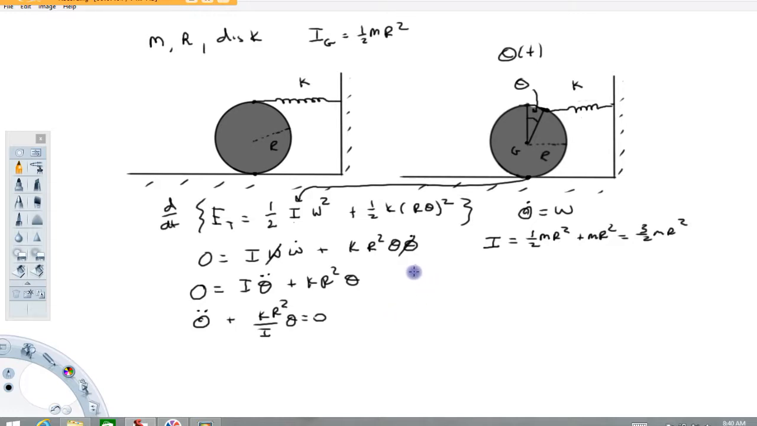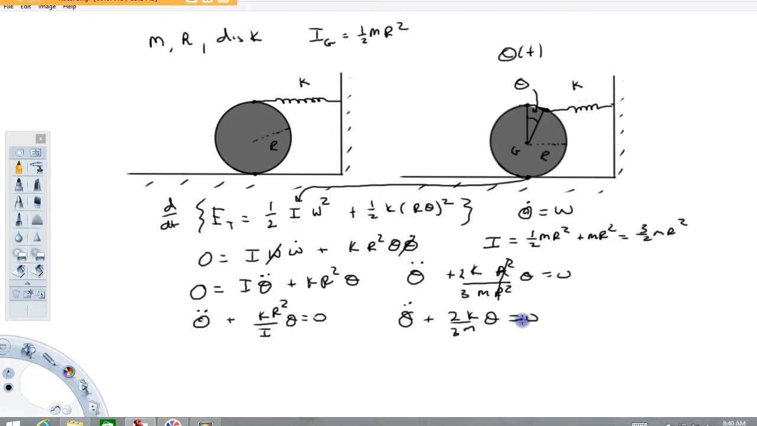So this equation, theta double dot plus kr squared over I, well, the moment of inertia here is 3/2 mr squared, so how about we do this? 2/3 mr squared, because when we divide by 3/2, that'd be the same as multiplying by 2/3, and then times theta equals 0. Okay, so the radius went away. Apparently this is not dependent on the radius. So we got theta double dot plus 2k over 3m times theta equals 0.